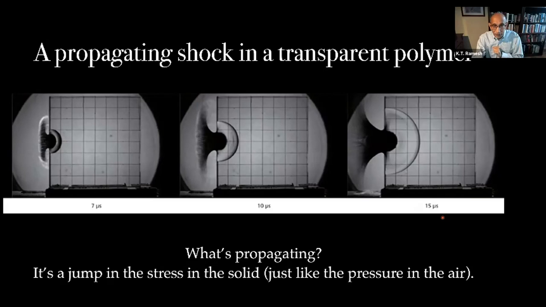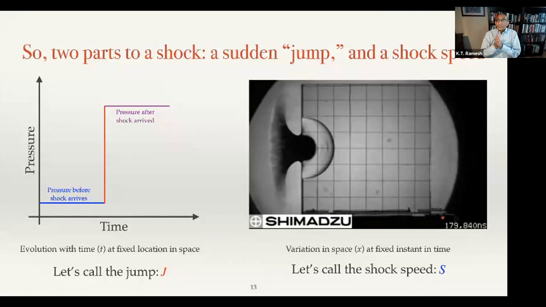So there are two parts to a shock that we want to think about. A jump and a shock speed. So there's a sudden jump here, and then there's a shock speed. So let's think about the jump part here. So here's a plot. Imagine I'm thinking about the shock in the air or the shock in this piece of material. Here's the pressure plotted as a function of time.